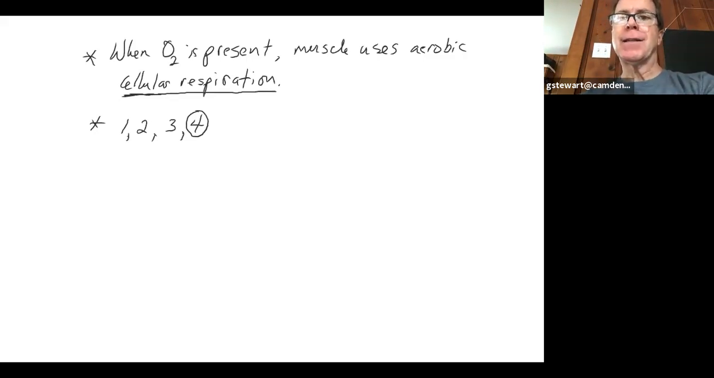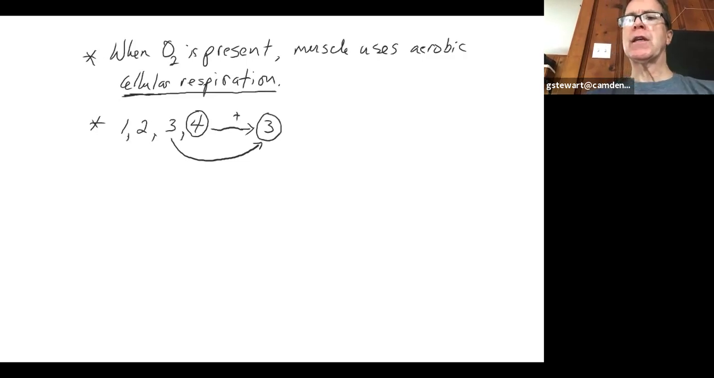Now let's push that to the limit. Let's say we keep doing step 4, step 4, step 4, and we're breathing super heavy and we want to continue that, sustain that activity. Our muscle cells will revert back to step 3 to help contribute to producing ATP. It will recruit glycolysis or anaerobic respiration in order to sustain that activity.